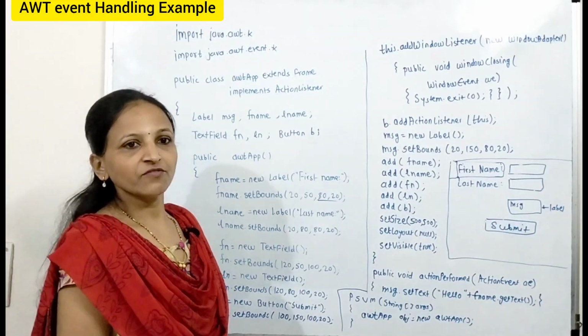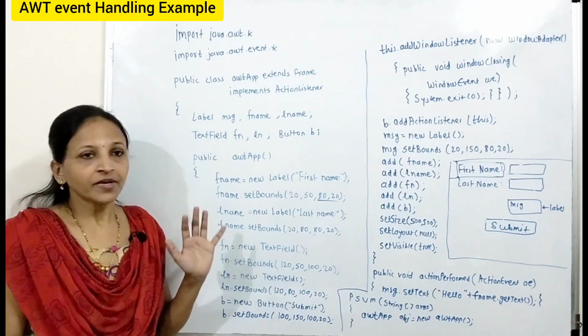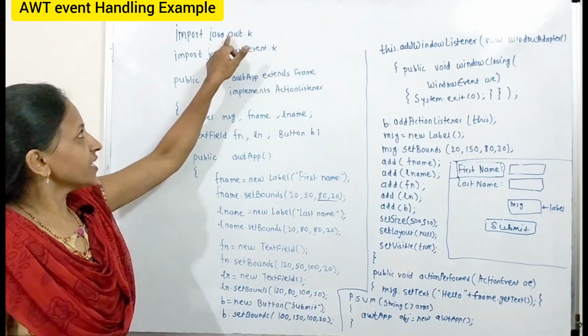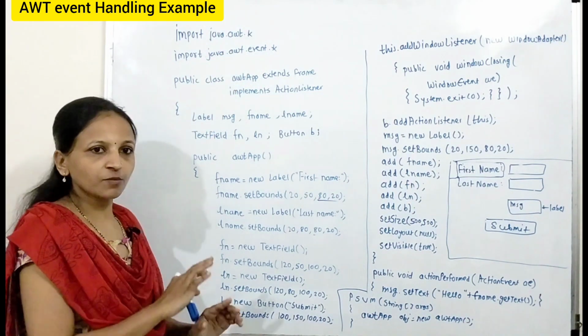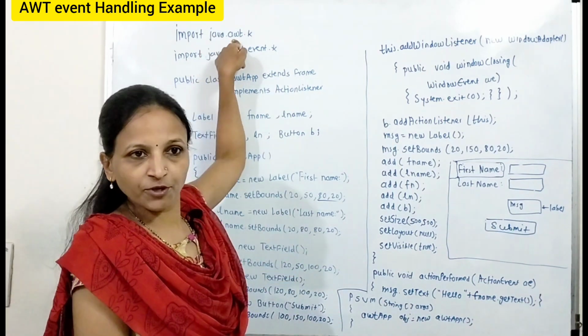Here I am going to explain one AWT program. Here I have done event handling also. The first one is the AWT package and the AWT event package. The AWT package is required for all the objects. Suppose you want multiple components, for that you just have to import the AWT package.